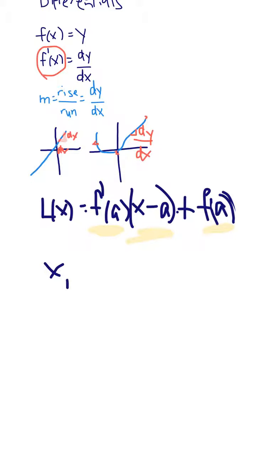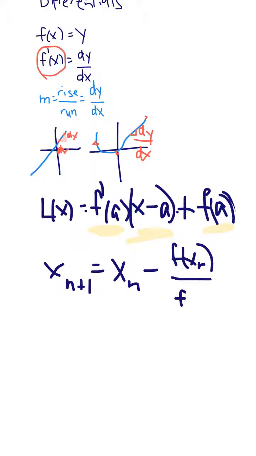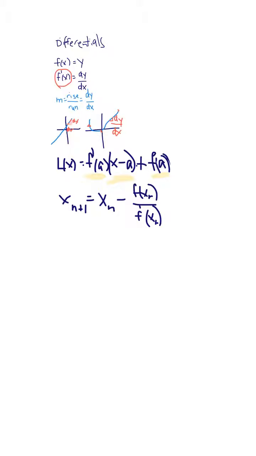We also have Newton's formula, which uses this concept of tiny bits of rise over run to approximate the roots, the x values where a function crosses 0. And that's equal to one approximation minus the y value of that approximation over the dy of that approximation. And then lastly, there's differentials, which we use to solve related rates problems.